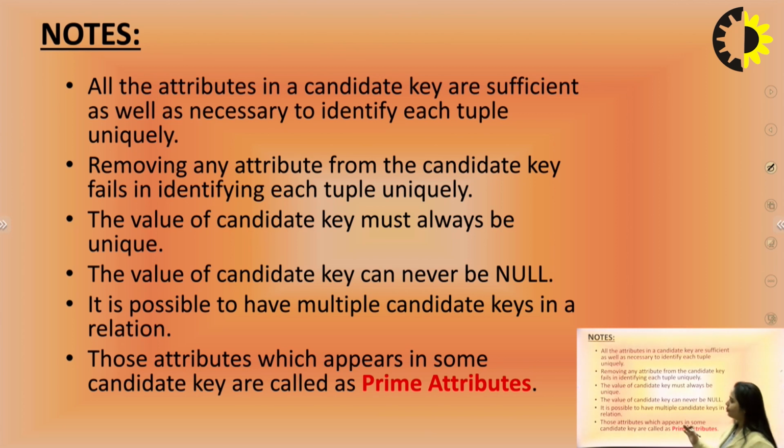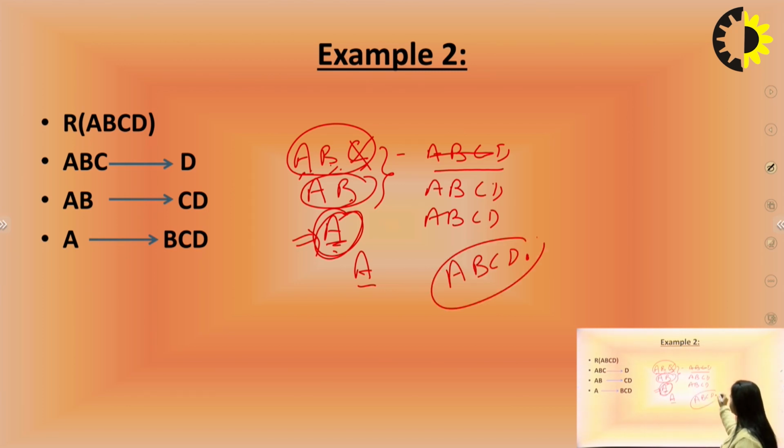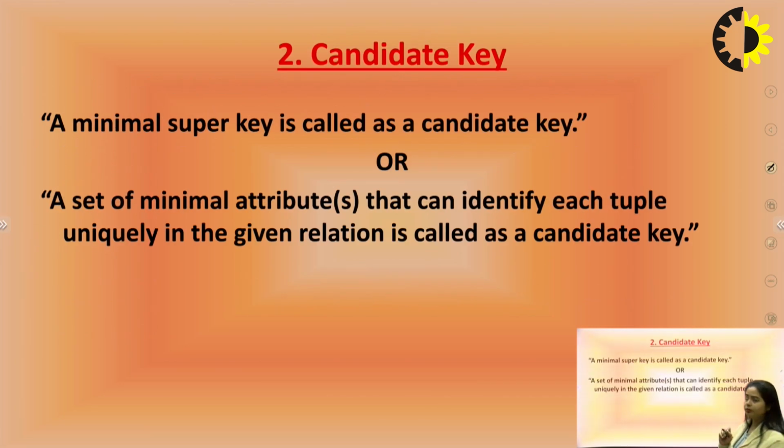Here are some important points about the candidate key: all the attributes in a candidate key are sufficient as well as necessary to identify each tuple uniquely. Means if A is a candidate key, all the attributes of a candidate key are essential to find out the rest of the information. Suppose we have a candidate key like A, B, C, D. If this is a candidate key, we cannot remove any single attribute from it. We need all the 4 attributes to find out the rest of the information. So this is the meaning of this point.